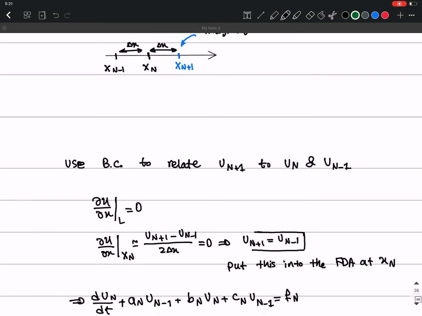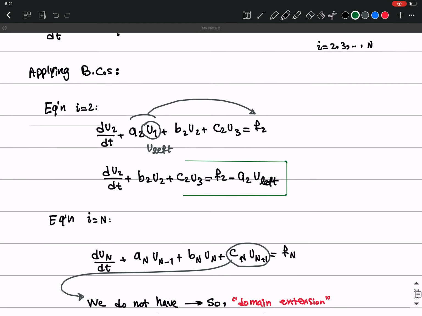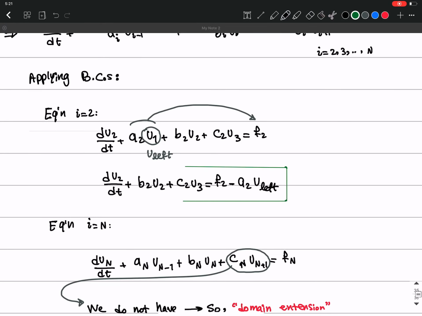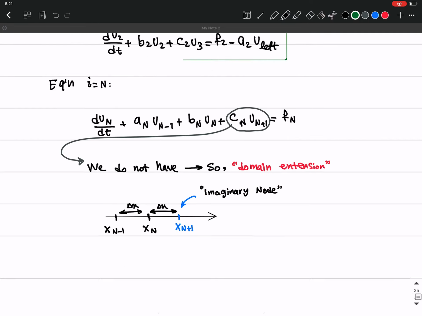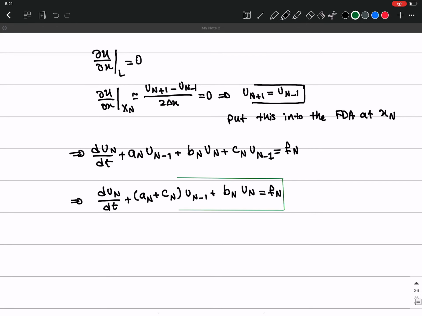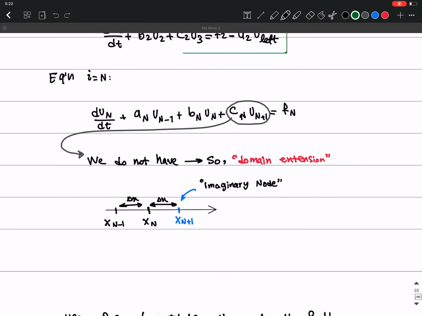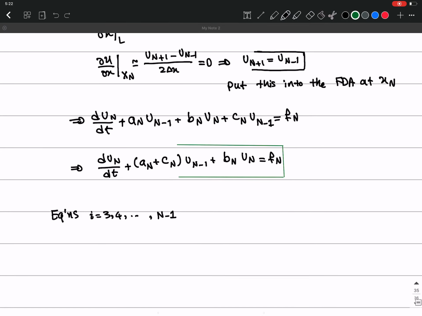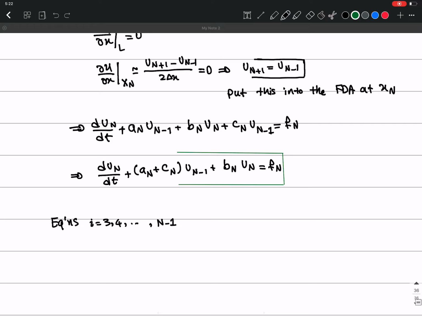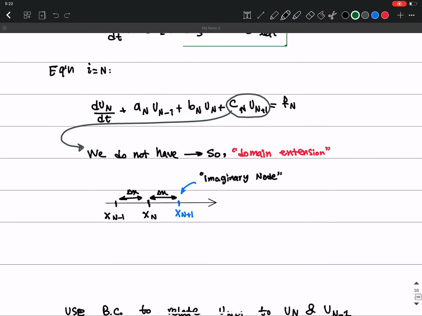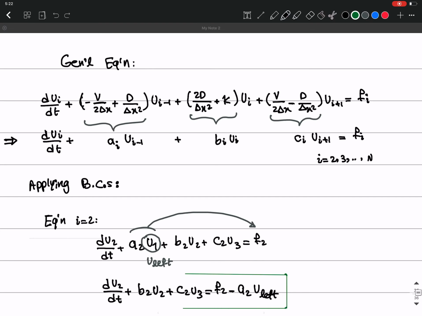The second equation is the equation i equals n. So I have now two equations. And the final set is equations i equals 3, 4, up to n minus 1. Those are simple. Those are the ones that we found, the general equation, because we are not worried about the boundary conditions there, given the way we have approximated it.